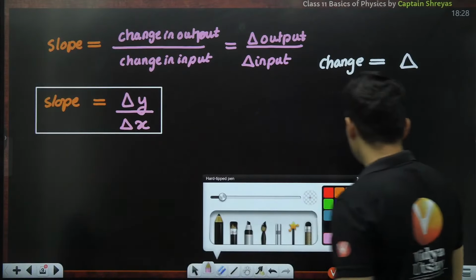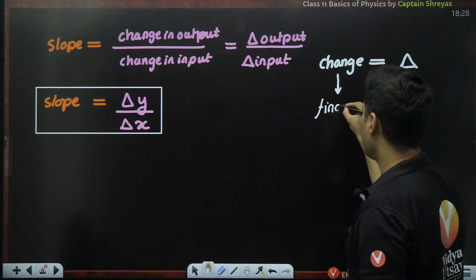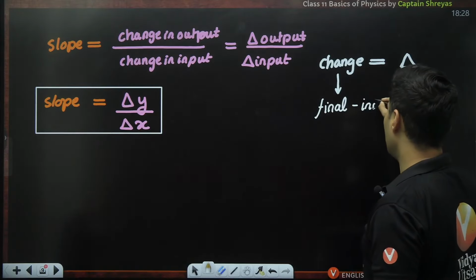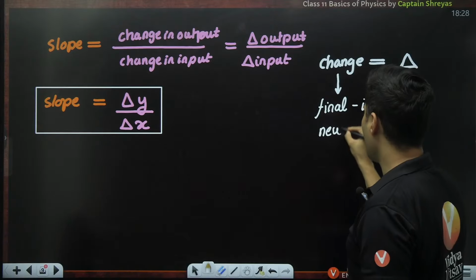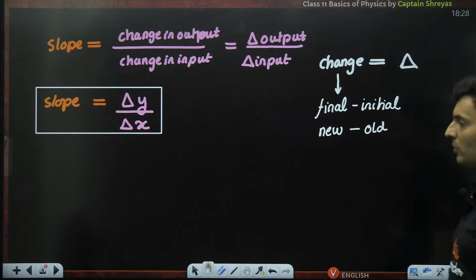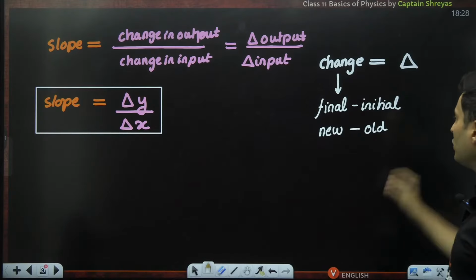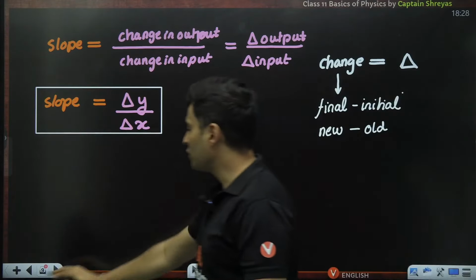So if you are also wondering, change always will be the final value minus the initial value, or the new value minus the old value, whichever you want to use. Okay, final minus initial or new minus old. That is the formula for the word change.